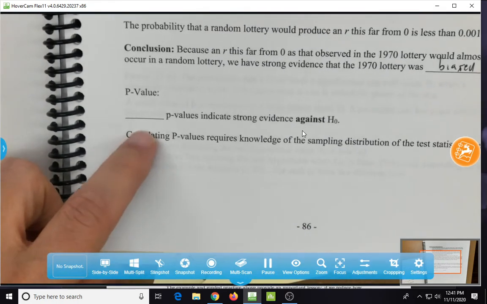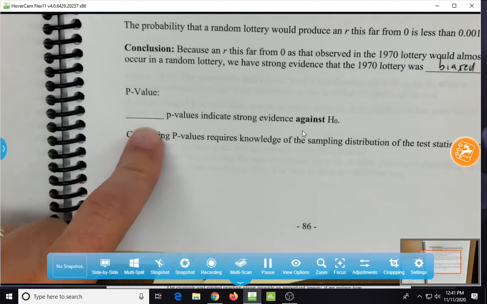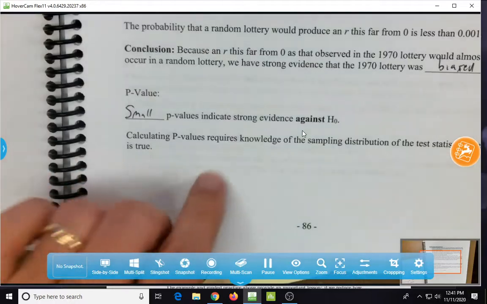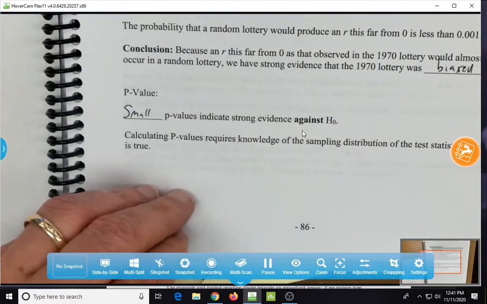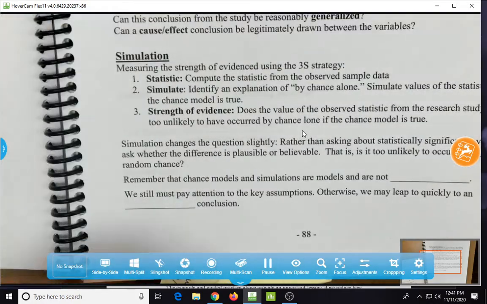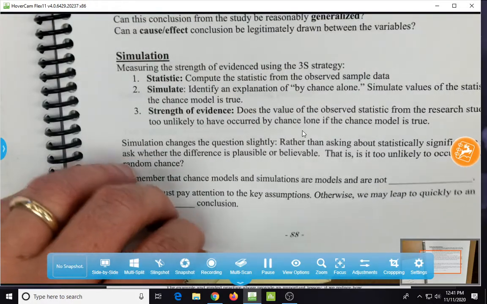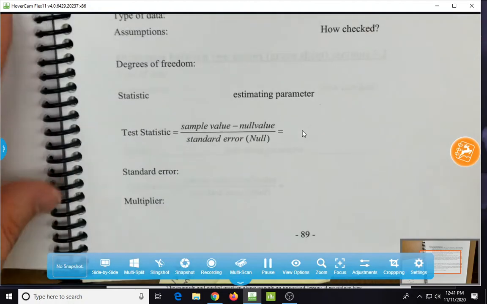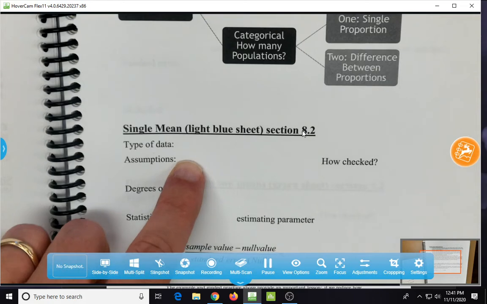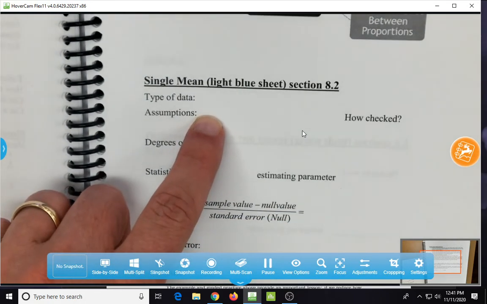Okay, larger p-values, small p-values indicate strong evidence against the null hypothesis. Small, that's right, small. And you really need to know the sampling distribution when the null hypothesis is true. Let's skip ahead to page 89. We'll do some more on the previous pages.